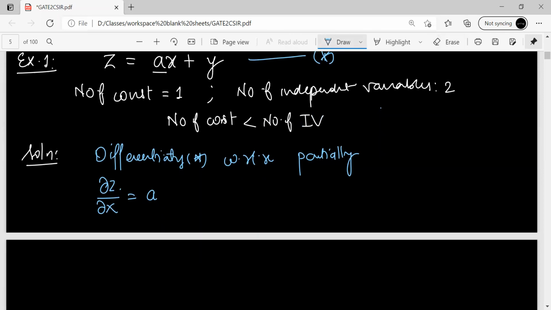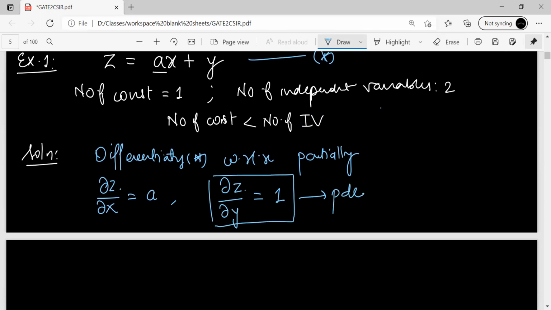So del z over del x will be a, and now let's differentiate with respect to y. Del z over del y will give me 1. So this is free of constant. Now this is my PD.